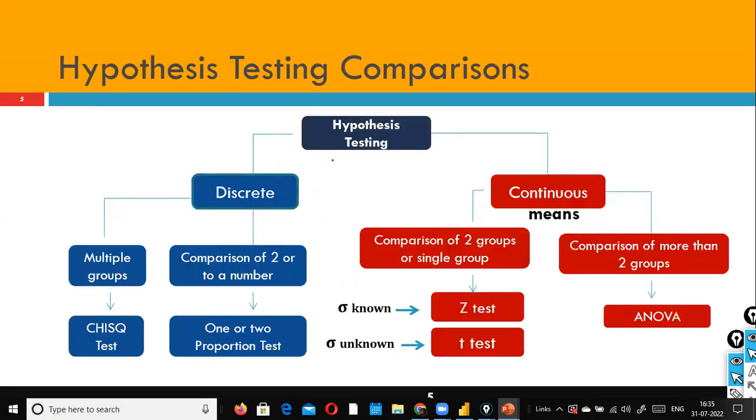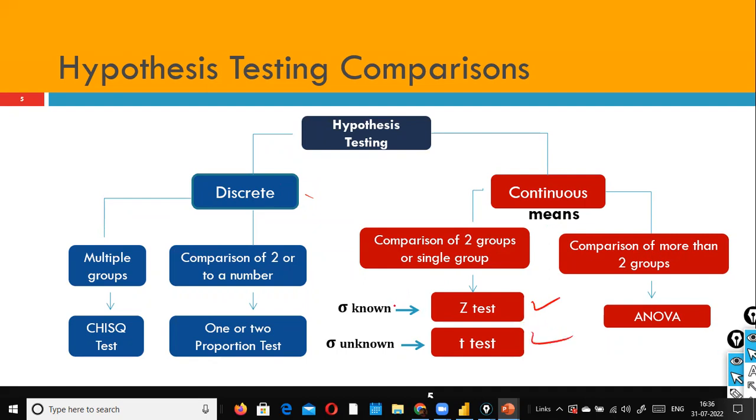Just a quick comparison of the different types of hypothesis tests. At a high level, we can do hypothesis testing for both discrete and continuous variables. In the case of a continuous variable, we compare two groups or a single group, comparing the sample mean with the population mean. If I have a single group or two groups, then I can go for either a Z test or a T test.